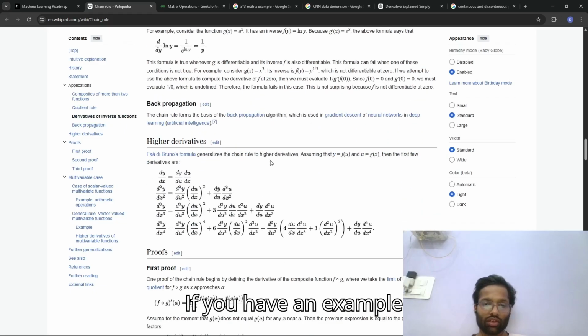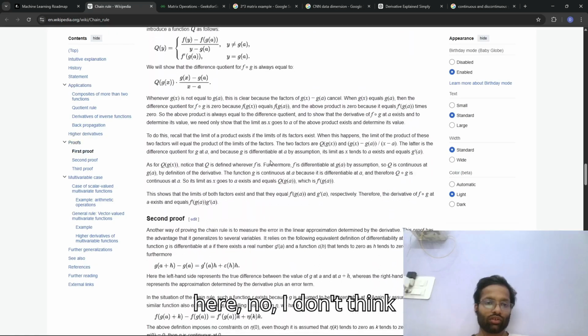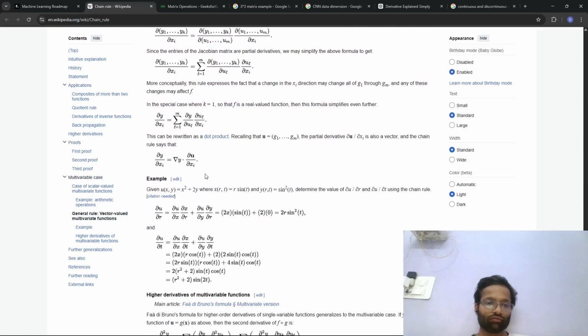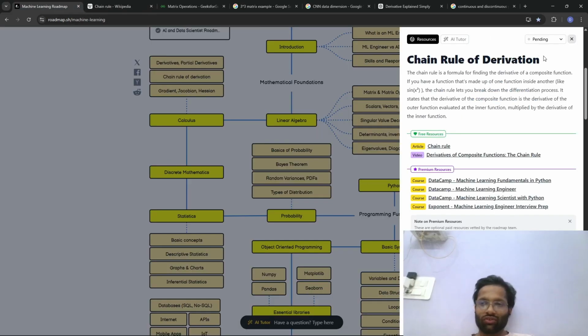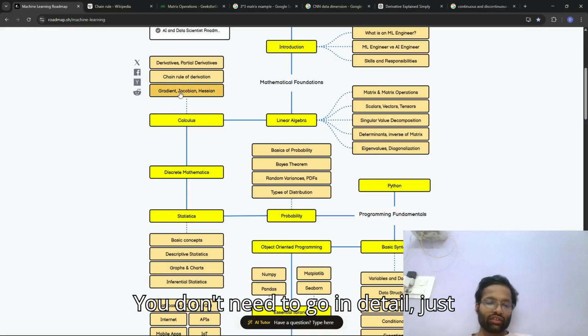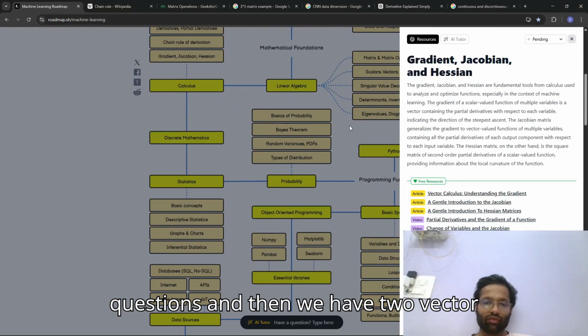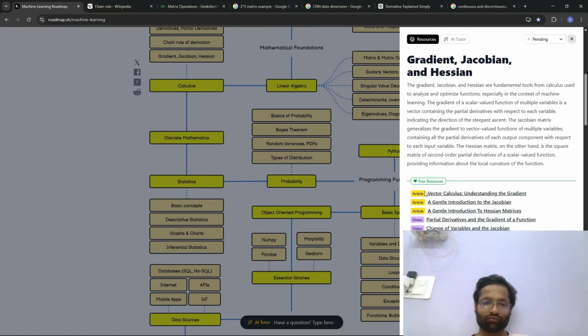If we have an example here, no, I don't think so. But yeah, you don't need to go into detail, just understand, apply and practice one or two questions, and then we have vector calculus.